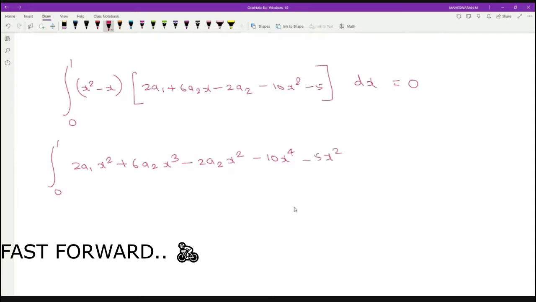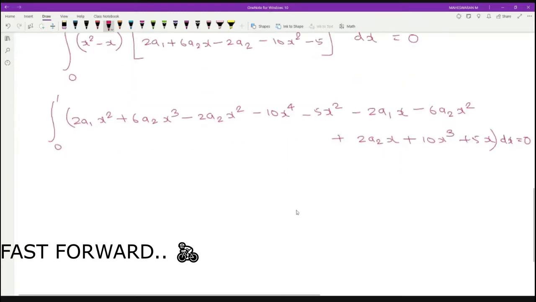So far we have multiplied only one term. Next, minus 2a1 x, minus 6a2 x square plus 2a2 x plus 10x cube plus 5x. So that's another equation, this dx is equal to 0.